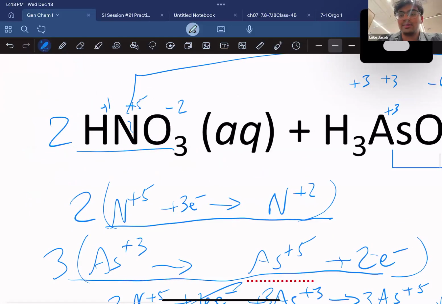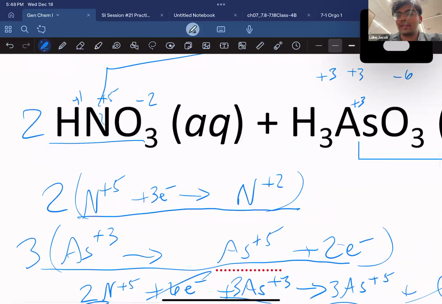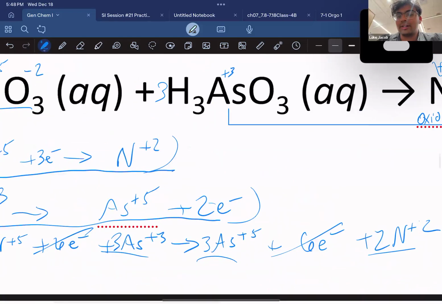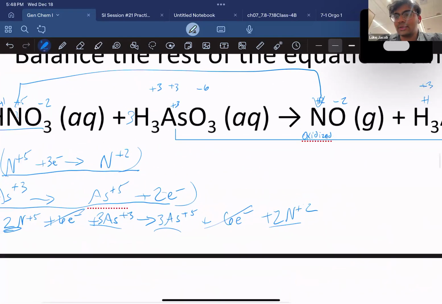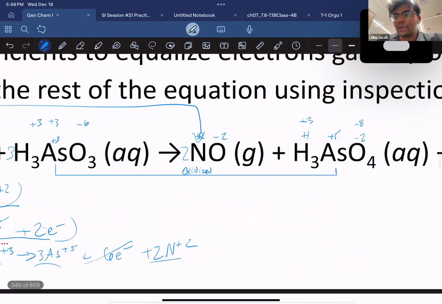All right, so this would be 2. This would be 3, because there's 3 arsenic in the redox reaction. Here it would be 2. And then here it would be 3.